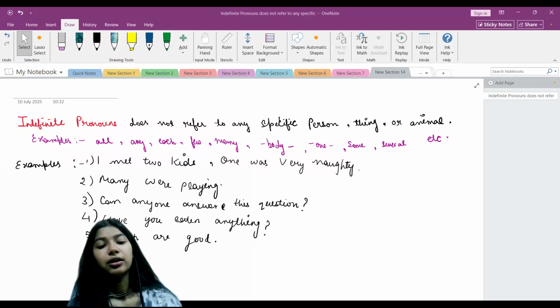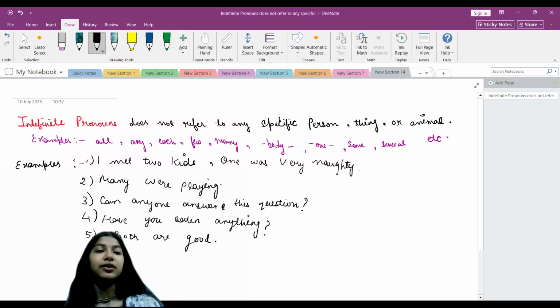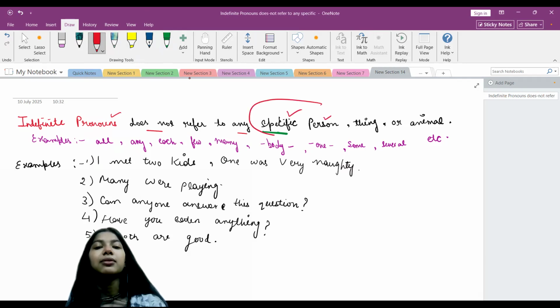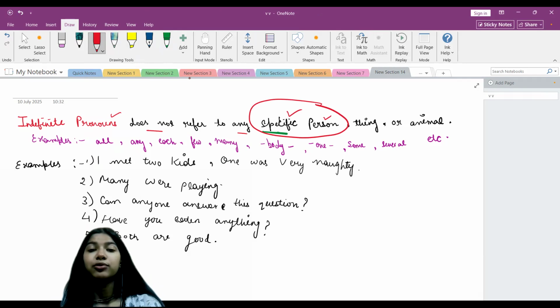Now we were talking about the next type of pronoun, that is the indefinite pronoun. The word indefinite means that something is not very specific. An indefinite pronoun does not refer to any specific person. That means I don't really know exactly whom or what thing I'm talking about. It can be any person, any thing, any animal.